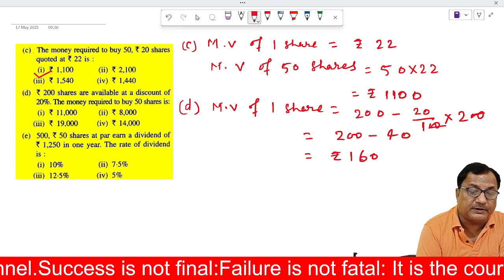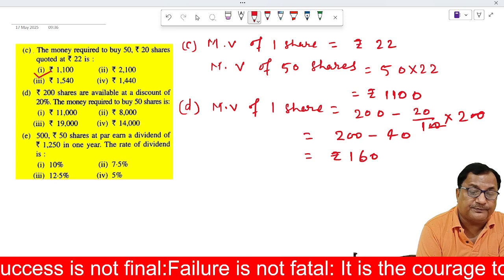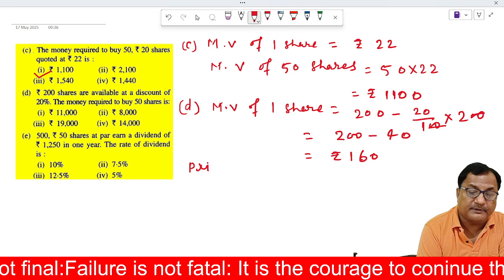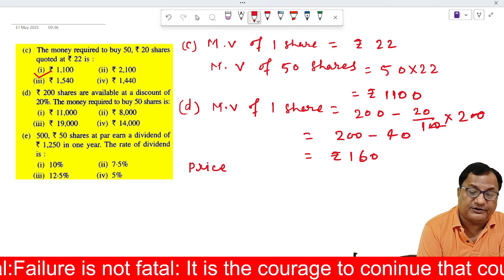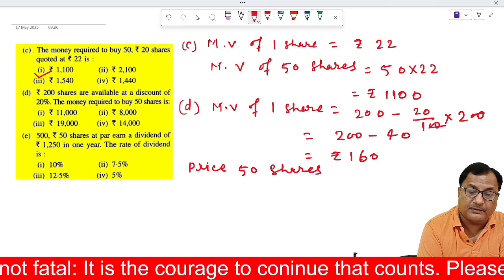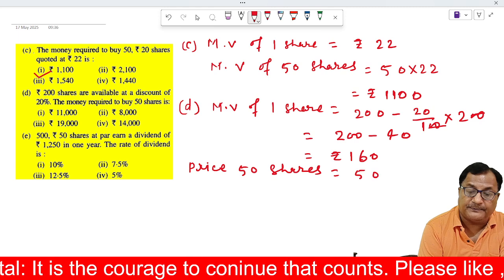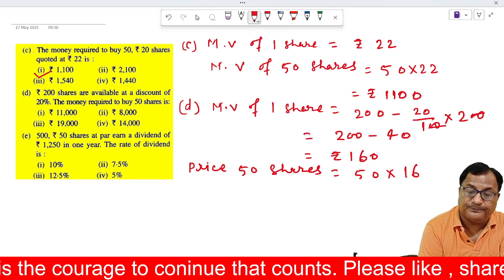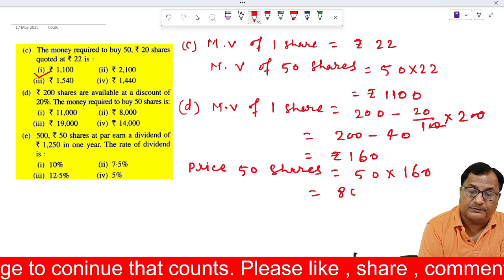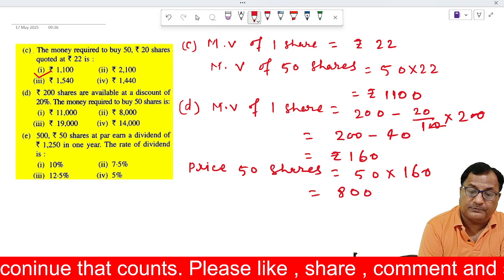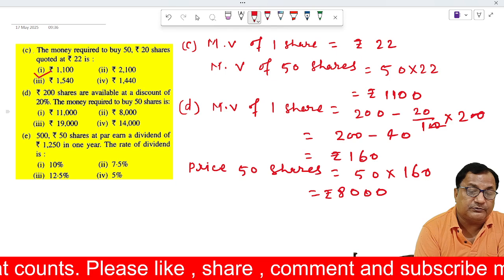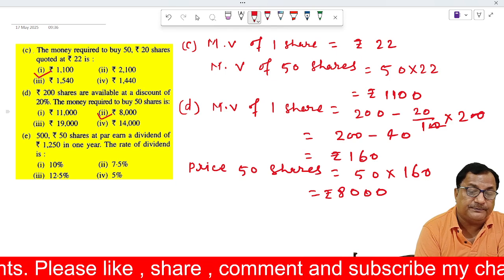So price of 50 shares is equal to 50 multiplied by 160, which is equal to rupees 8,000. So option 2 will be right.